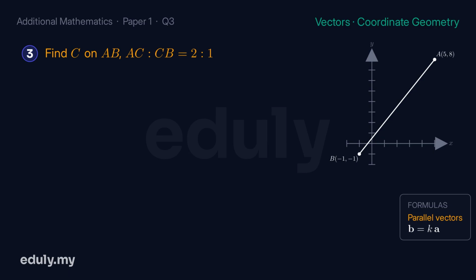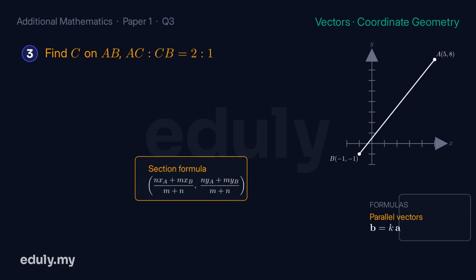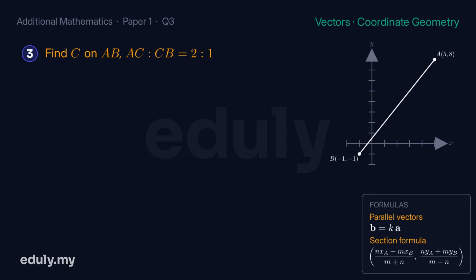Good, parts B and C are coordinate geometry, so let's switch diagrams. This is diagram 4. The straight line AB runs from A up in the first quadrant down to B in the third quadrant. Part B, point C lies on AB so that AC to CB is 2 to 1. We use the section formula. The section formula gives the point that divides a segment in a given ratio. The ratio AC to CB is m to n, so m is 2 and n is 1.